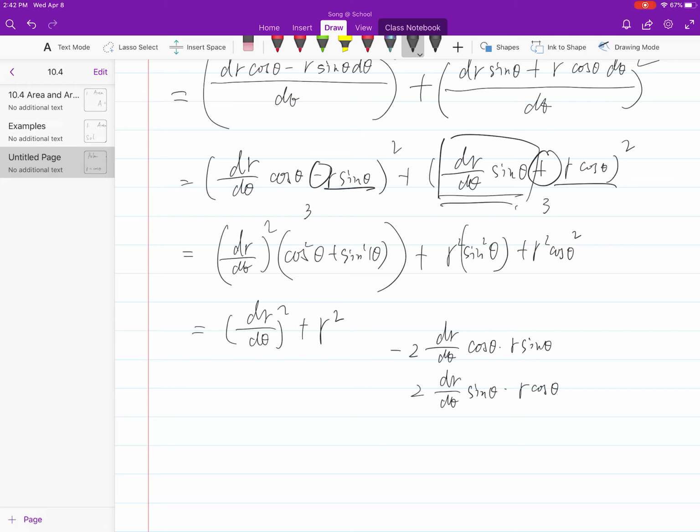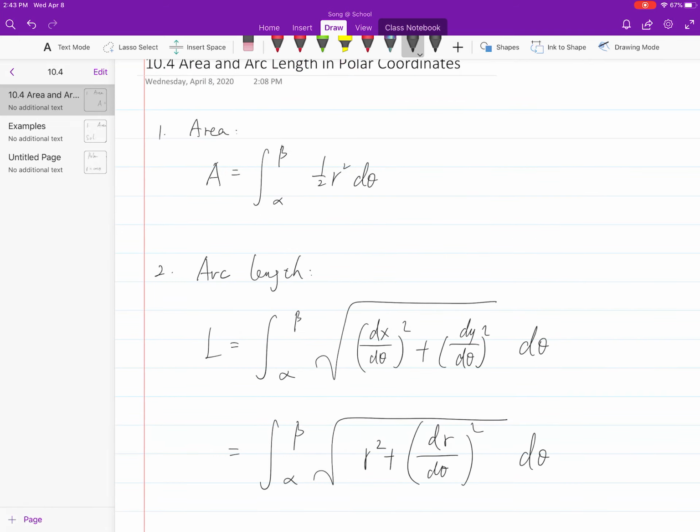Now, both have dr over dθ. Both have cosine θ and sine θ. And both have r and both have the 2. So, one is minus, one is plus. They eventually cancel each other. Therefore, after you clean everything out, this will be what you need. And that doesn't have x, doesn't have y. It's purely r and θ.